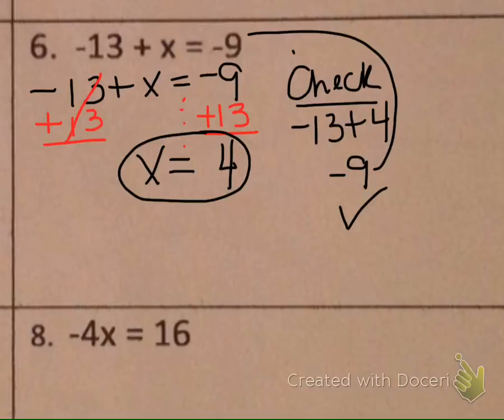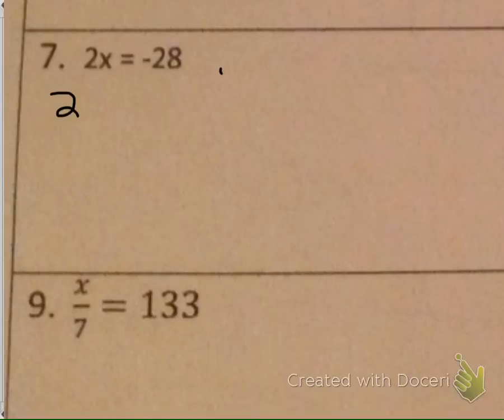Okay, now we're going to move on to multiplication and division in the equation. We have 2x equals negative 28. Okay, when you have a number next to a variable like that, that means to multiply 2 times x. So the inverse of multiplication, the opposite of multiplication, would be division. So to solve this problem, we need to divide.